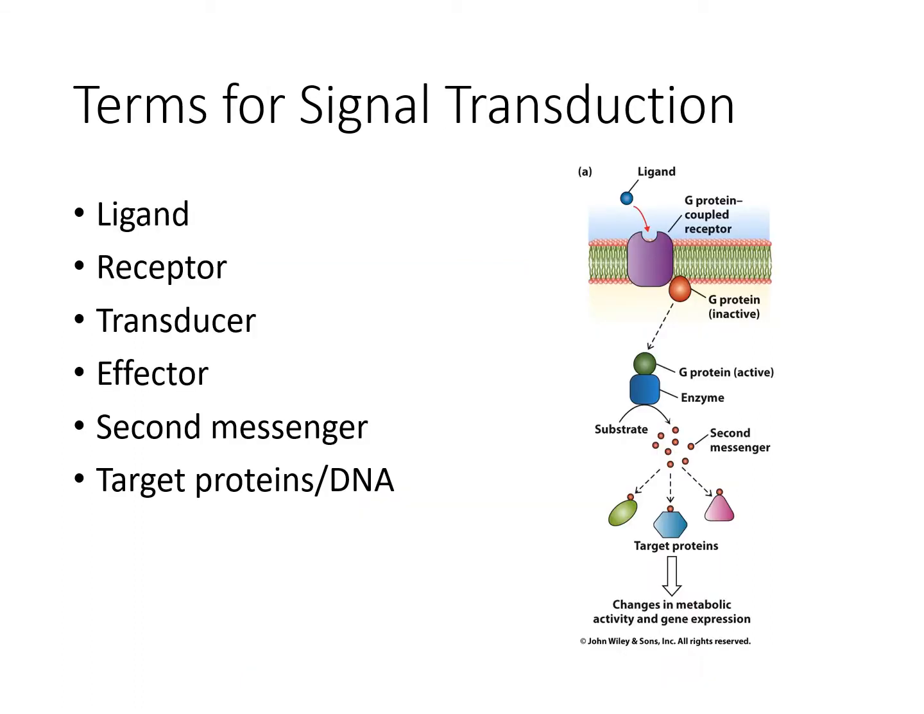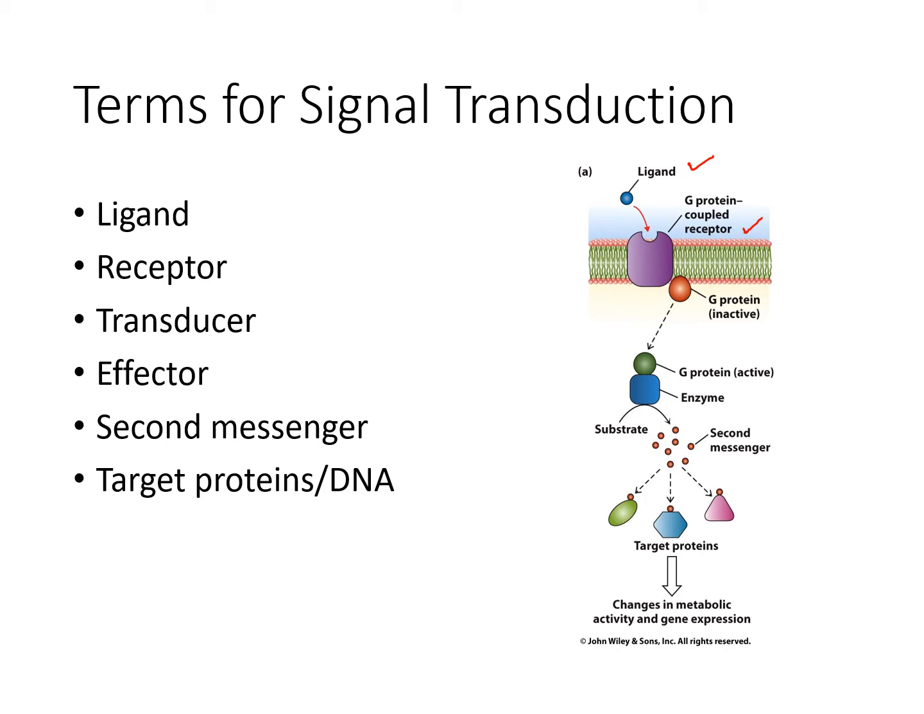In the simple diagram over here, we have to repeat this again. First, the main component involved in the signal transduction is the ligand itself, which happens outside the cell. And the second is the receptor. There are various types of receptor, but in this topic, we are going to look into two main receptors, which are the G protein coupled receptor or GPCR, and the second one is the tyrosine kinase receptor or TKR.